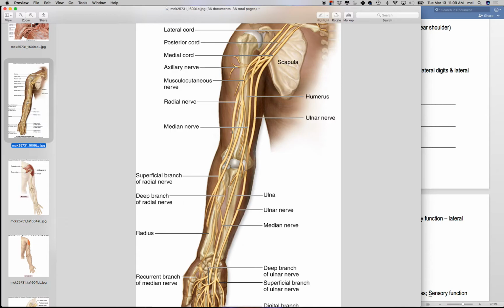Then there's one that's going to dive deep into the armpit right there, and you're going to lose track of it. What's that? Axillary nerve. Okay? So those are easy. And now we're going to start to do the more difficult ones.